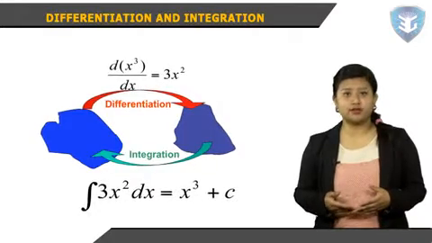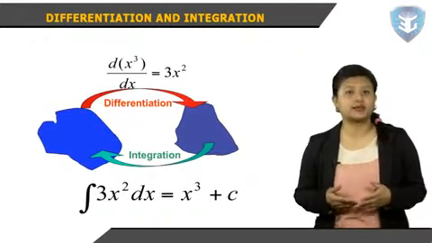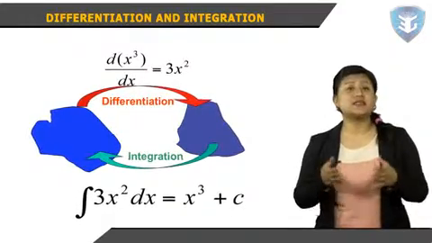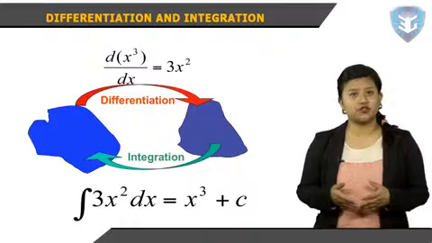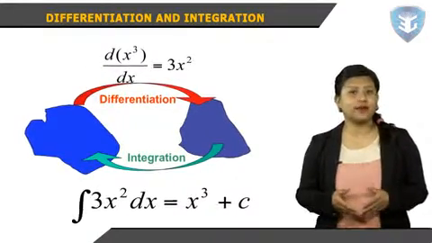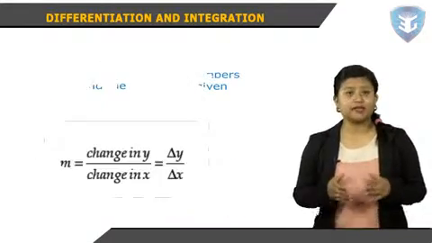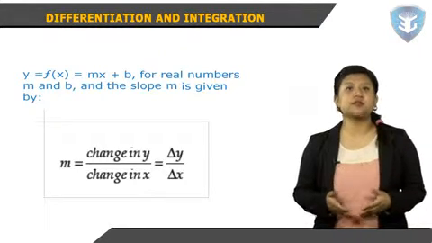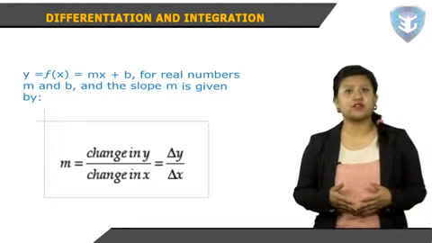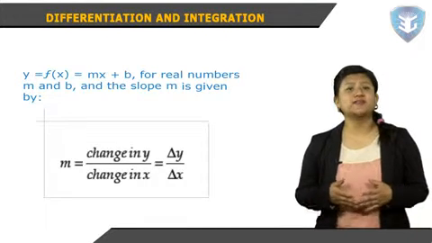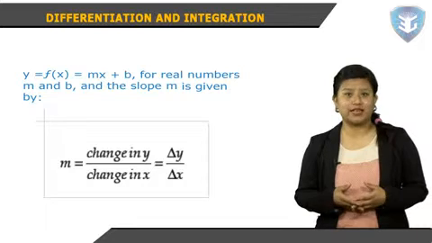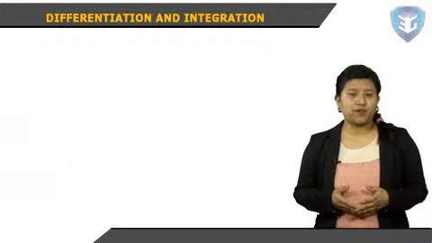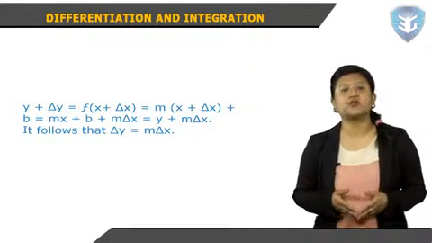If x and y are real numbers and if the graph of y is plotted against x, the derivative measures the slope of this graph at each point. The simplest case is when y is a linear function of x, meaning that the graph of y against x is a straight line. In this case, y equals f of x, which is equal to mx plus b for real numbers m and b, and the slope m is given by the formula shown here, where the symbol Delta, the uppercase form of the Greek letter delta, is an abbreviation for change in. This formula is true; it gives an exact value for the slope of a straight line.